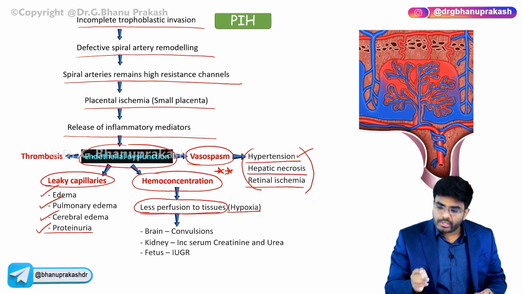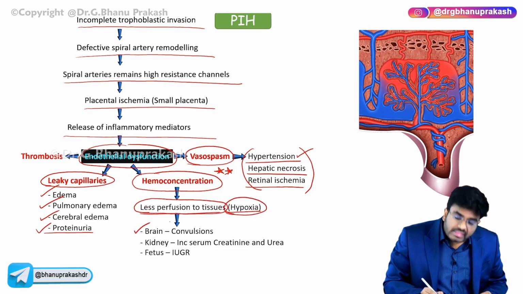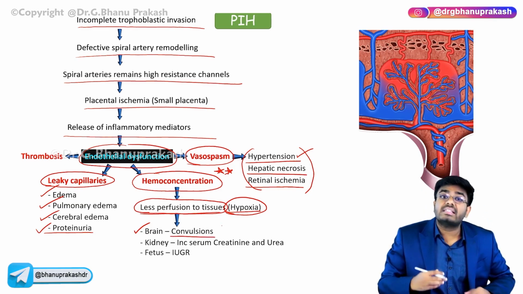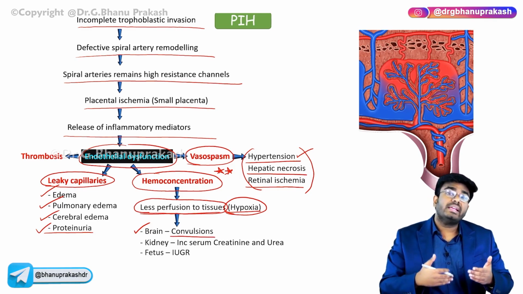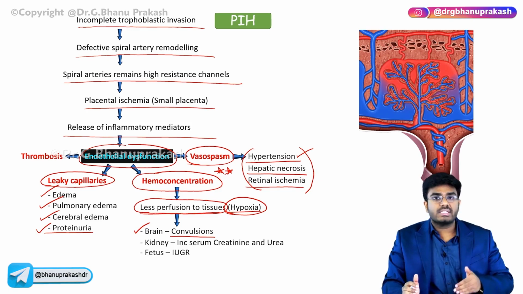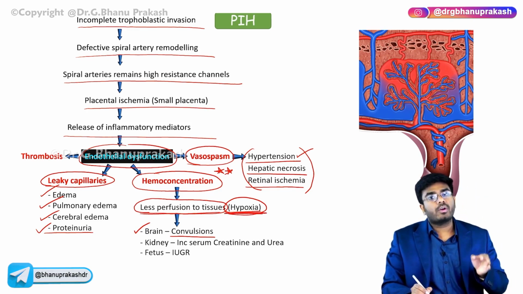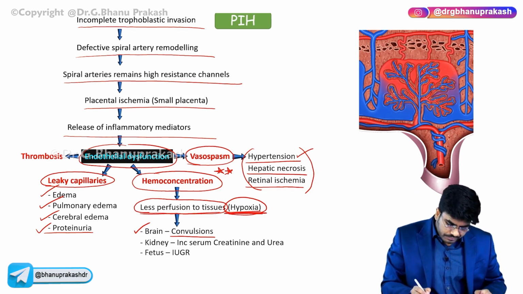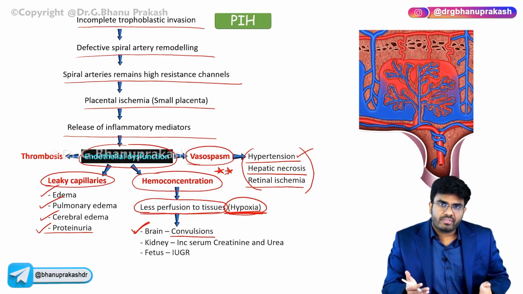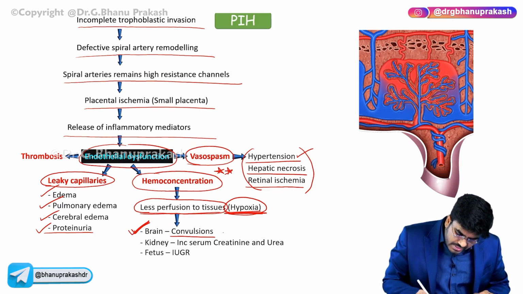If less blood is going to the tissues, there will be hypoxia in the tissues. In the brain, these hypoxic conditions can lead to convulsions, that is eclampsia. So why can eclampsia happen? Eclampsia can happen because of this reason. Eclampsia, the convulsions, are because of the hypoxia. That's a very important MCQ. And hypoxia is because of ischemia, meaning less blood flow. So in the brain, it can present as convulsions.